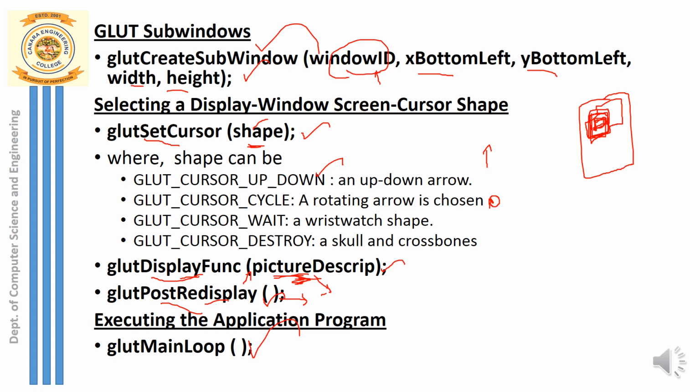So what is that event processing? An event can be a mouse click or a keyboard key press. When the user does such an activity, you stop the screen, and until the user closes the screen, the graphics will remain on the display window. So the event processing loop is glutMainLoop.